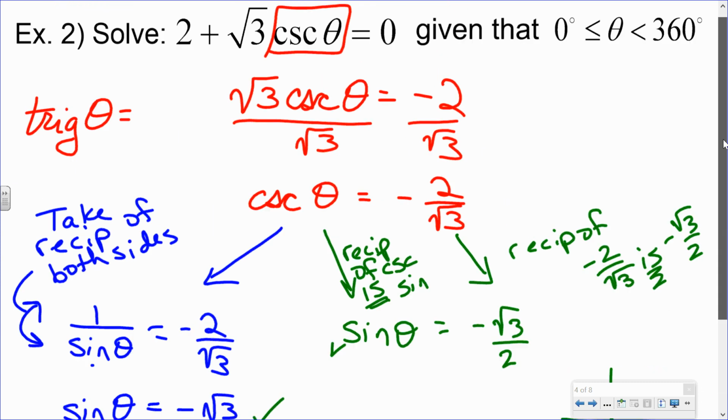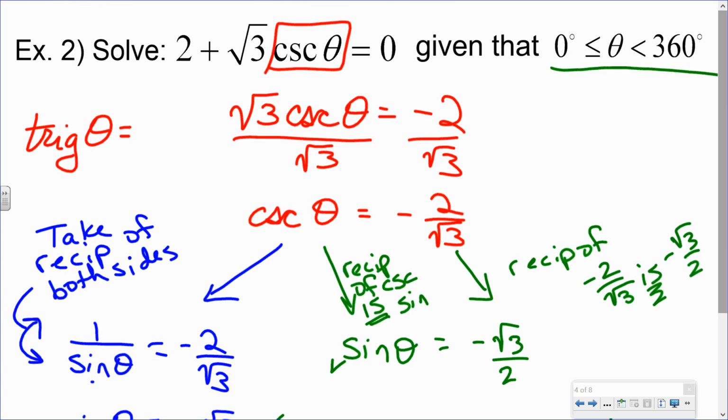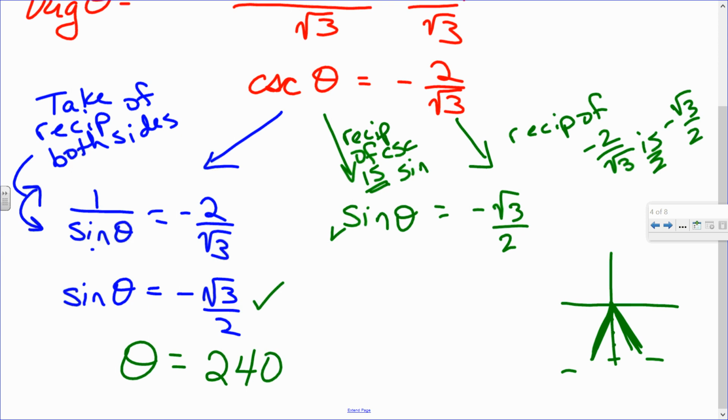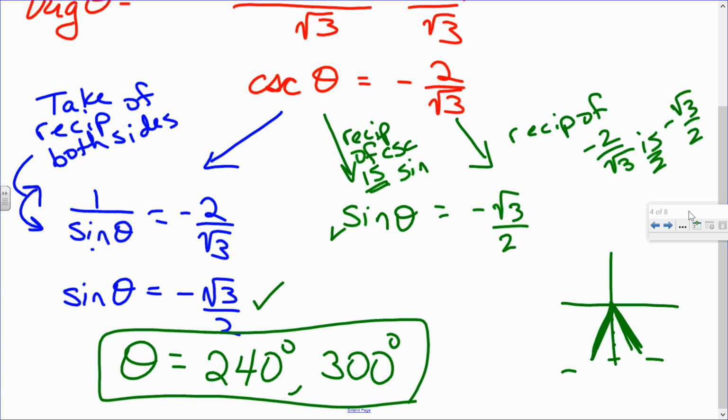My restriction on this problem said use degrees one time around the unit circle. So how many degrees am I talking about for these two positions on the unit circle? Holly? So 270 plus or minus 30 degrees would give us 240 degrees and 300 degrees. Questions for that one?